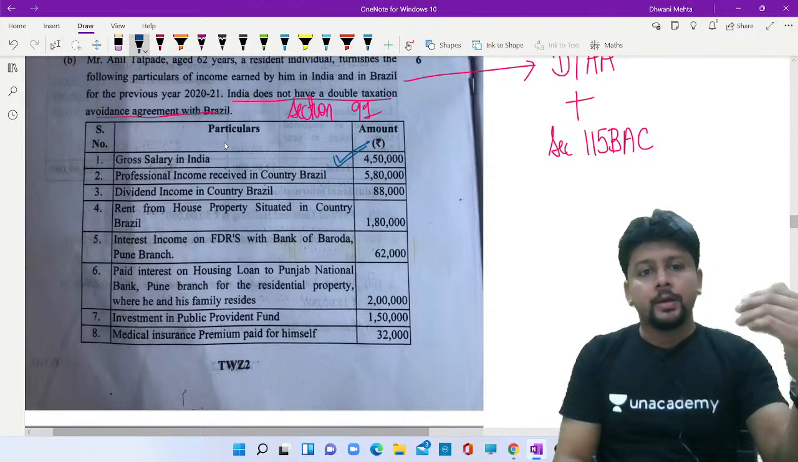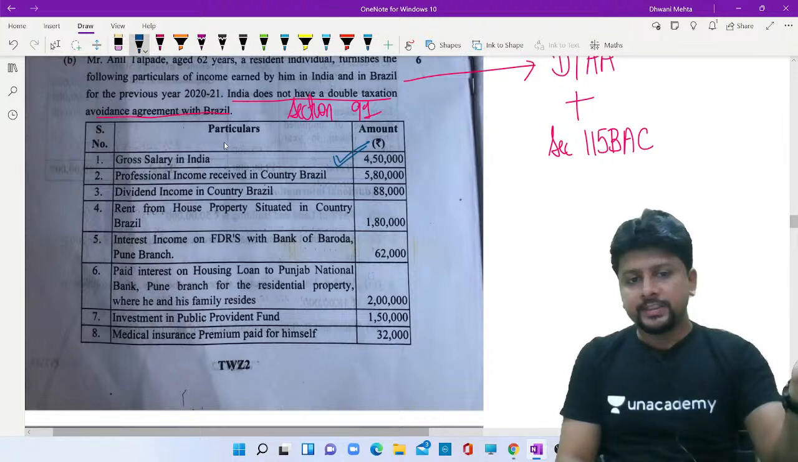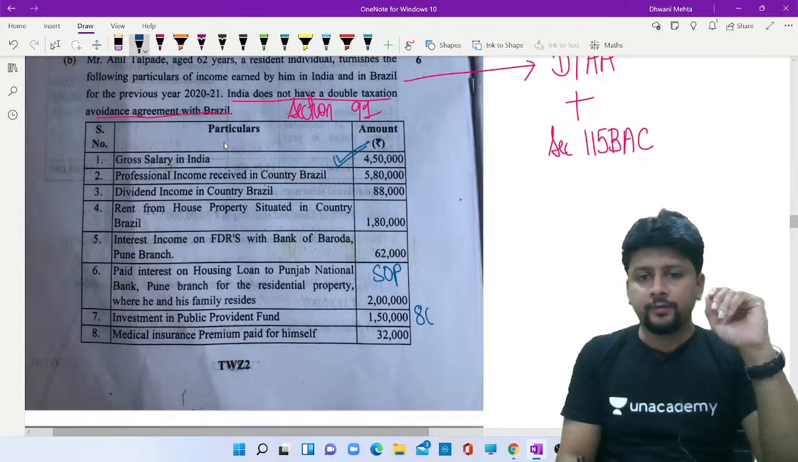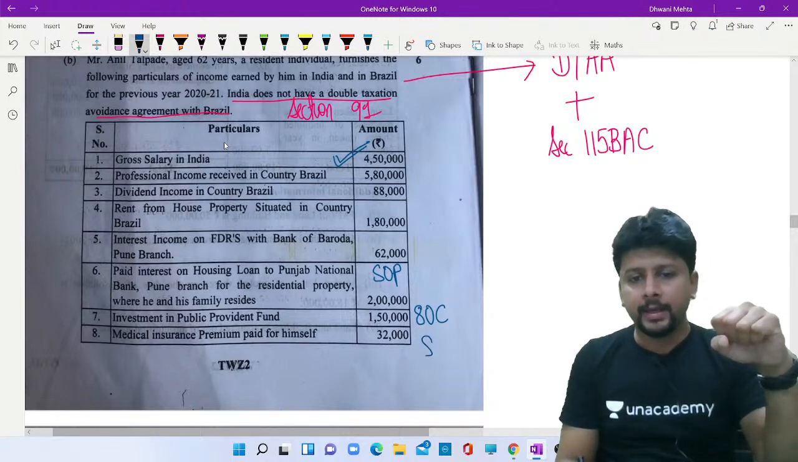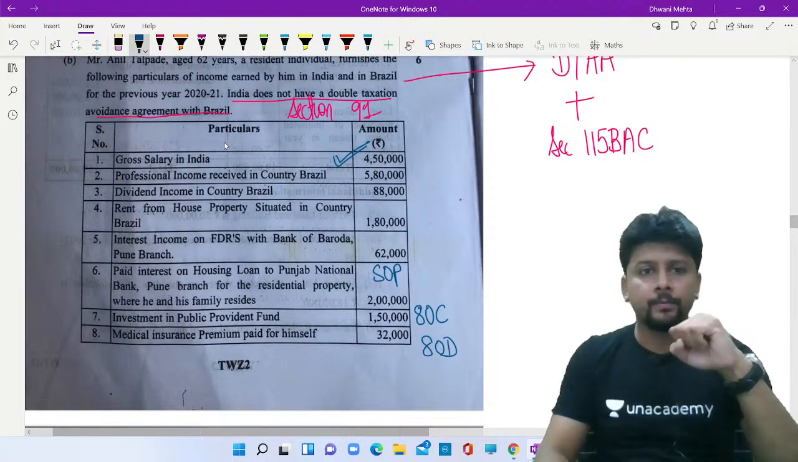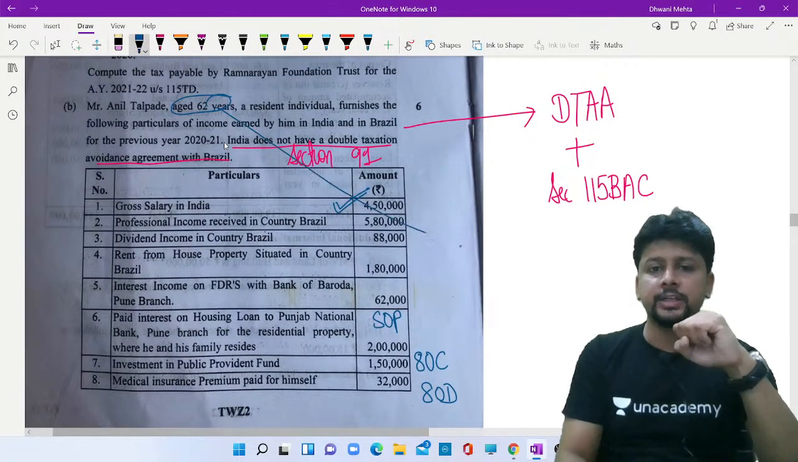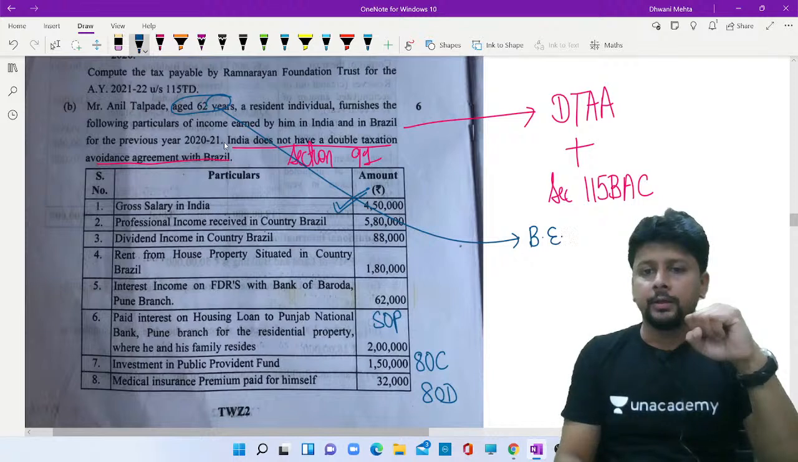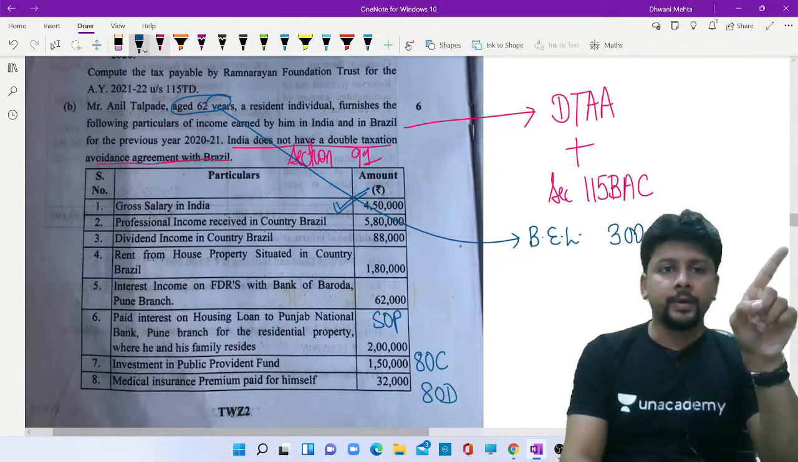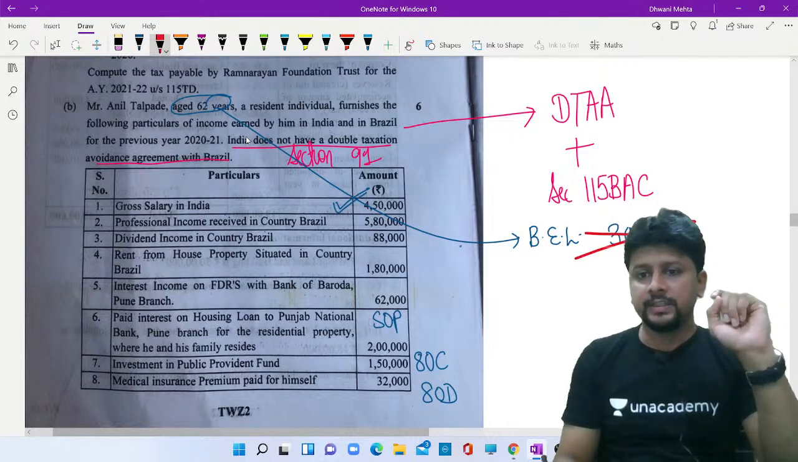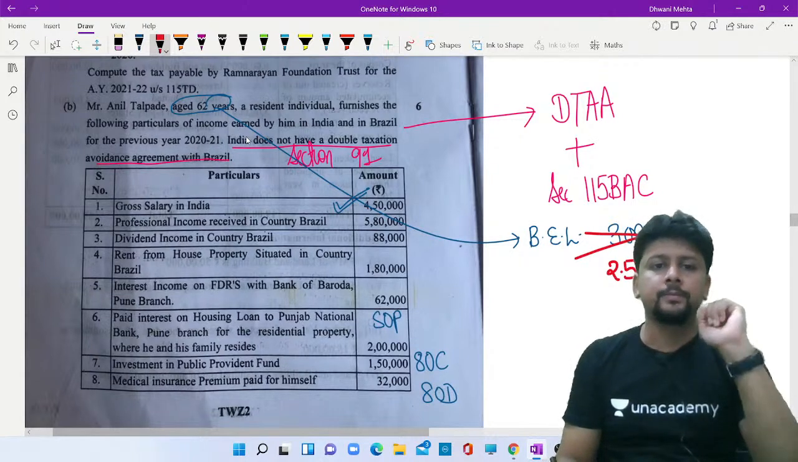Serial number 6 said interest on housing loan was paid for a residential property in which he resides. So this is SOP deduction. Public Provident Fund deduction under 80C. Medical insurance premium deduction under 80D. Students would also have observed that he is a senior citizen aged 62 years. So you would have thought that the basic exemption limit applicable is 3 lakhs. But the moment you see that the question is talking about 115BAC, the basic exemption limit becomes 2,50,000.